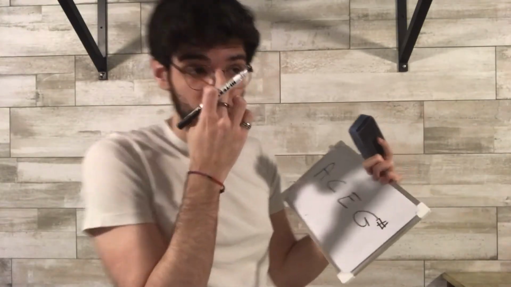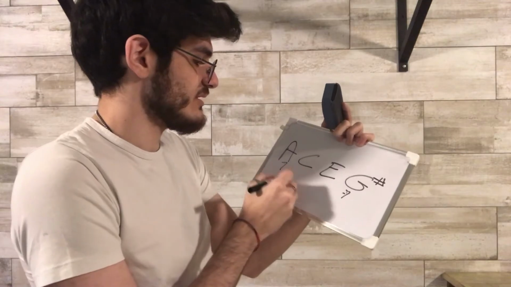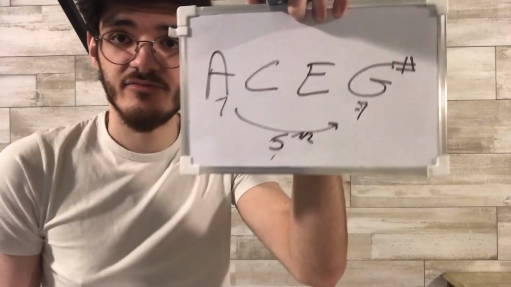Simple as that. We want the distance between the 1 and the 7 to be 5.5. That is the rule we're going off of here. That is a normal 7 chord.